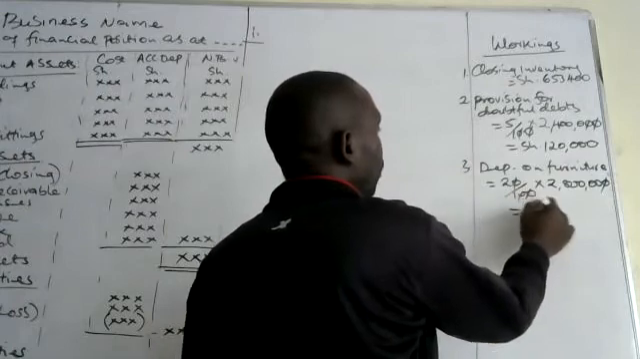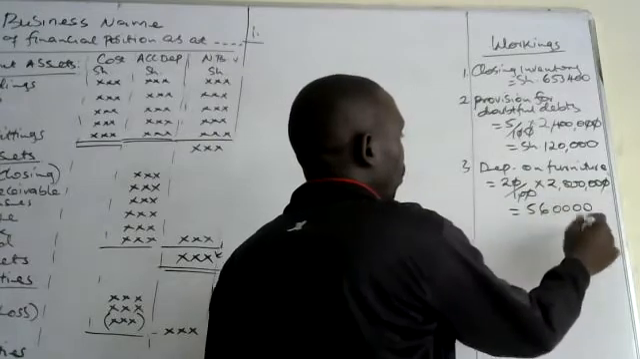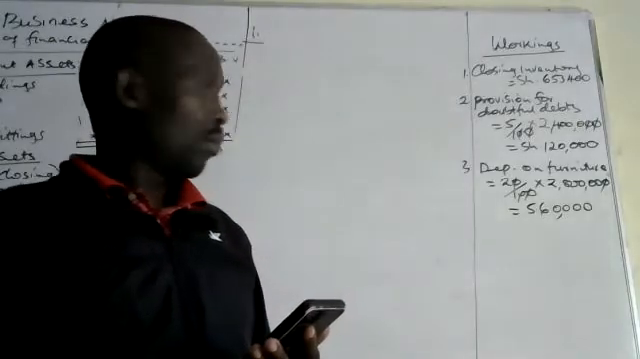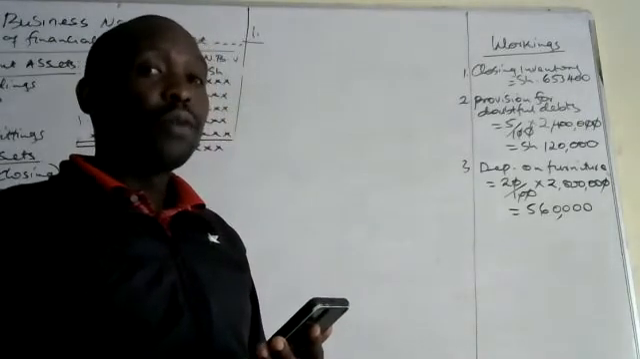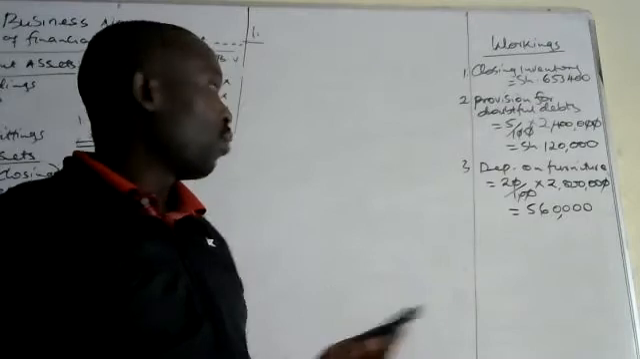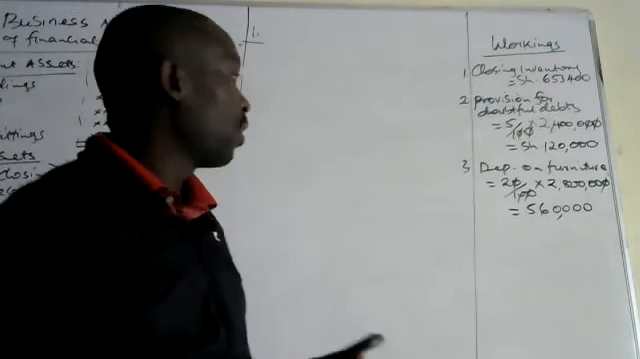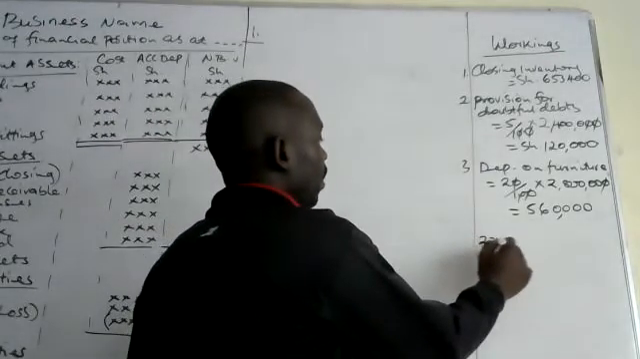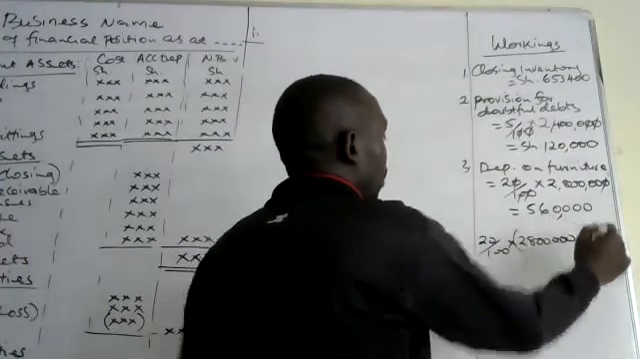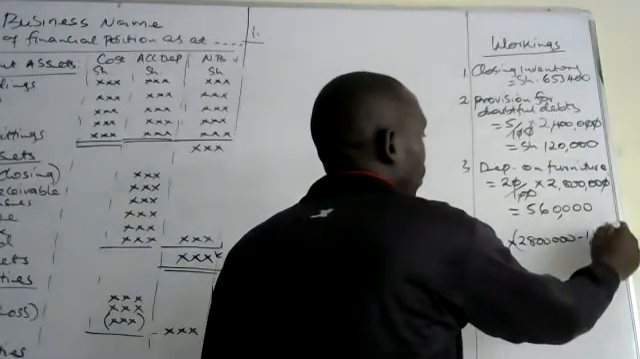This one gives us what? 560,000. So not wrong. Like that. But if it was 20% on book value, we could not have used 2,800,000. We could have used 20% times 2,800,000, but from this 2,800,000, we minus the provision for depreciation that we are given there as 1,120,000.